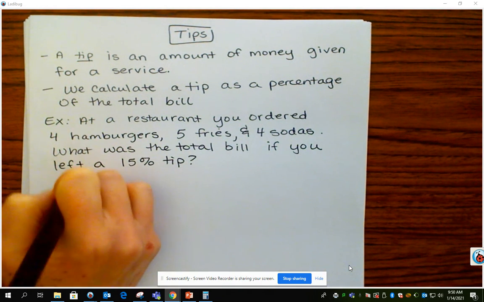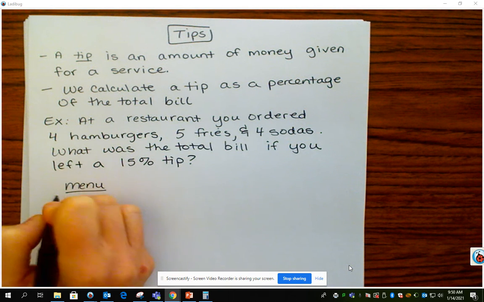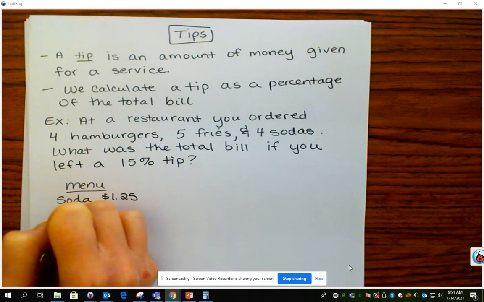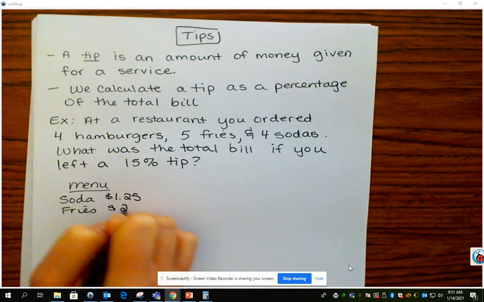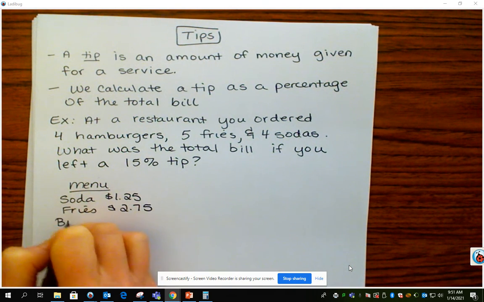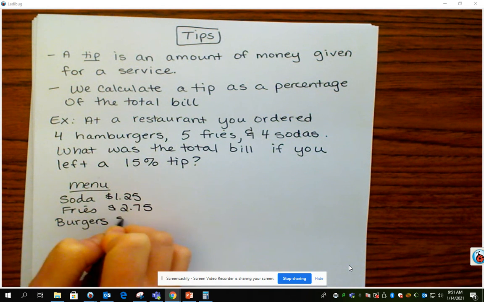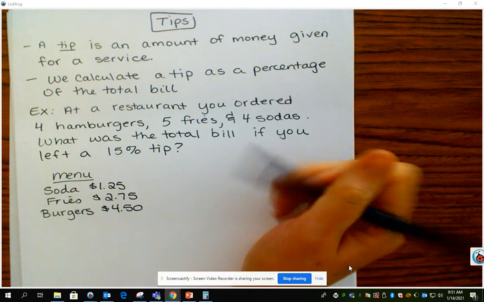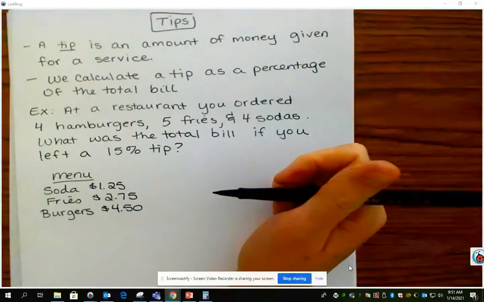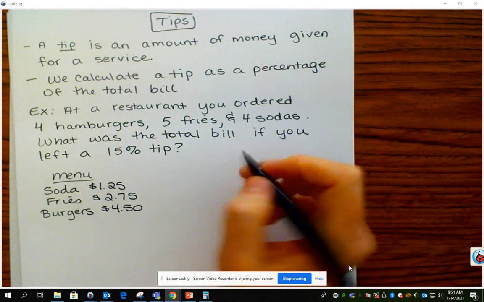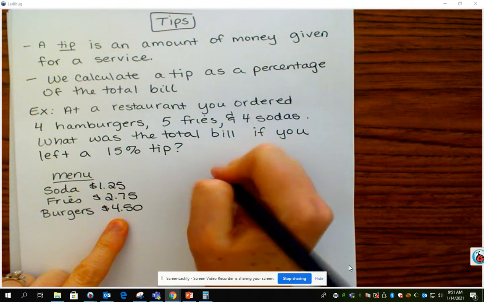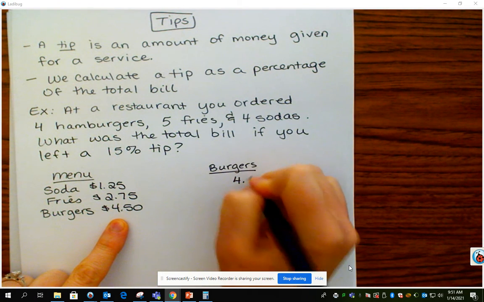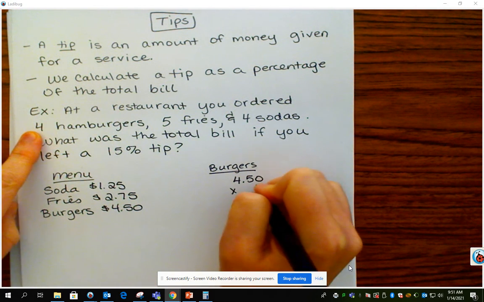Okay, and so we've got a menu here, and it says sodas cost $1.25, fries cost $2.75, and burgers are $4.50. Okay, so the first thing we want to do is figure out the total bill before the tip. So it says that you bought 4 hamburgers and the burgers cost $4.50. So let's figure out how much we spent on burgers. They were $4.50 and you bought 4 of them.